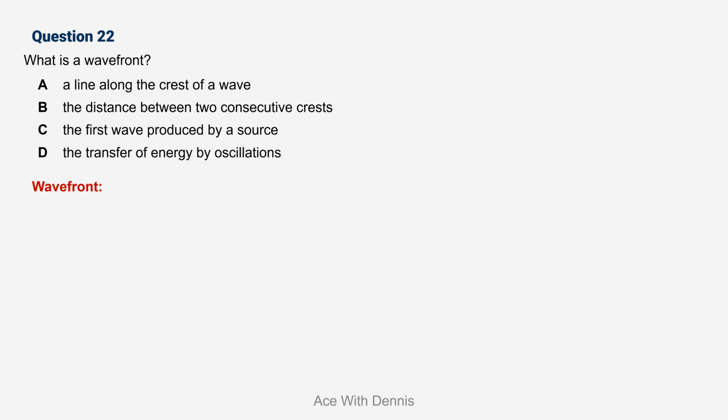So based on the definition from the textbook, a wavefront is an imaginary line connecting points that are in the same phase. So between these four options, option A, a line along the crest of a wave, is the answer because all the points on the crest are in the same phase. So this line is an imaginary line that connects the points on the crest which are in the same phase.